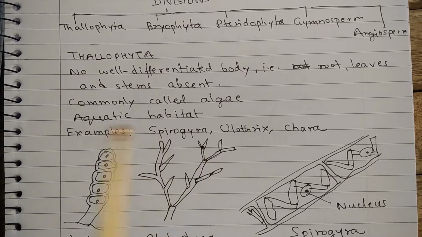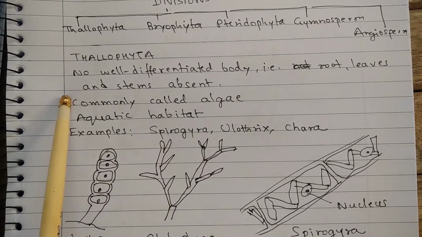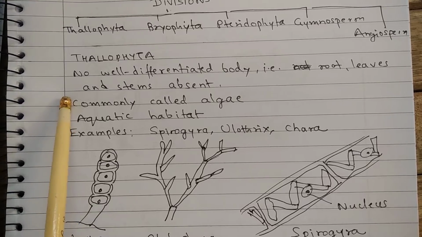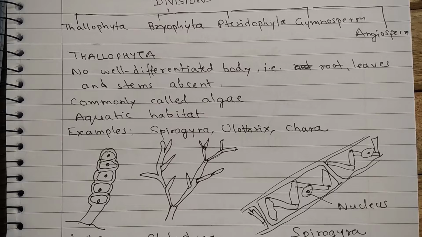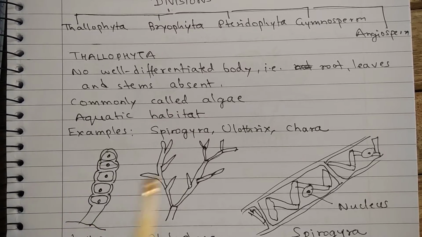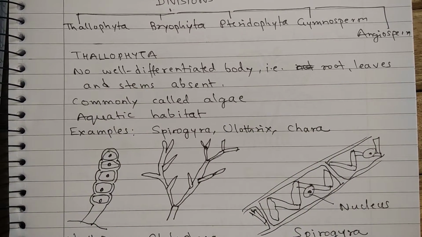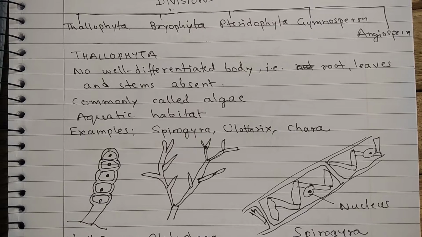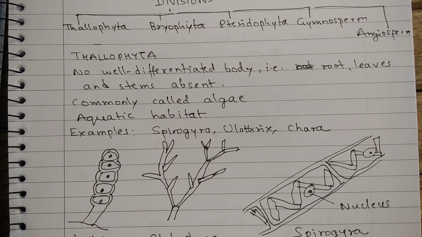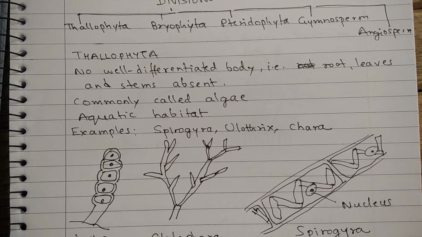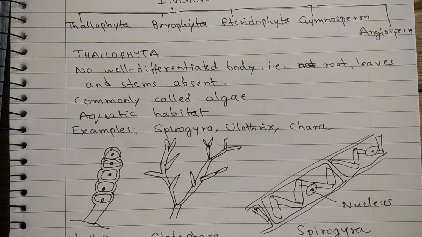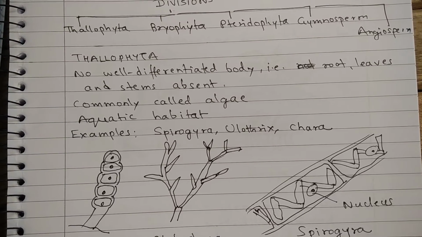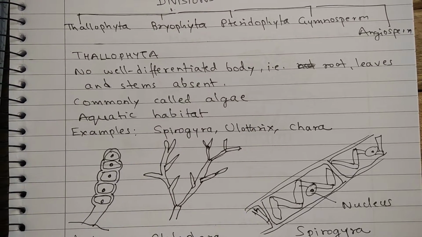In case of Thallophyta, the plant body has a simple design, and this is not differentiated into root, leaves or stem. So these structures are absent. The word plant creates a picture in our mind that a plant must be having stem, leaves and roots, but that is not the case with Thallophyta. And these are commonly called algae.